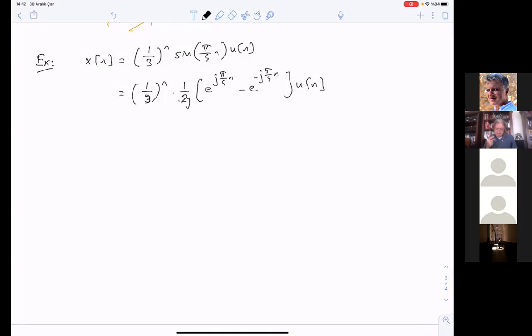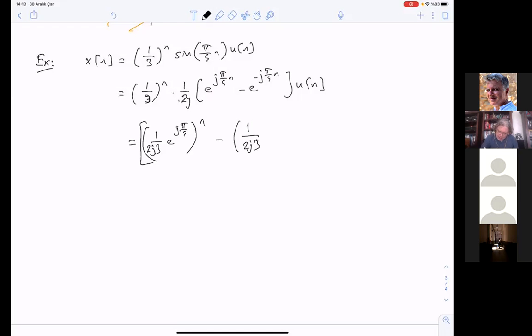Therefore, we have essentially two exponential terms, two separate exponential terms. One of them is 1/3 times e to the j pi over 4 to the power n. This is one term. And the other term is, of course, there's a 1/2j as well. Let's say 2j times 3, which makes 6j, but it doesn't really matter.